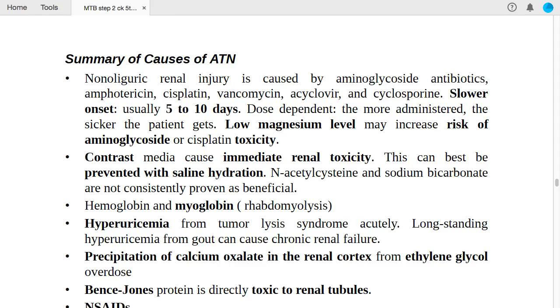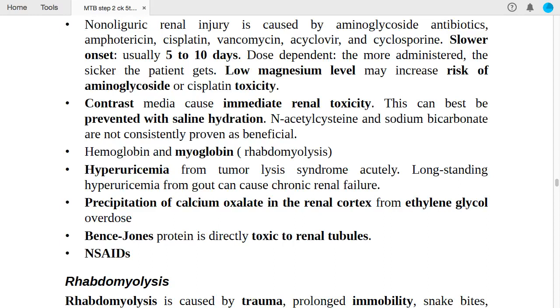Contrast media cause immediate renal toxicity. So whenever something acute goes wrong, always think of a CT scan or MRI where we use contrast media, which can lead to immediate renal toxicity. This can best be prevented with saline hydration. So it's always better to hydrate your patient.